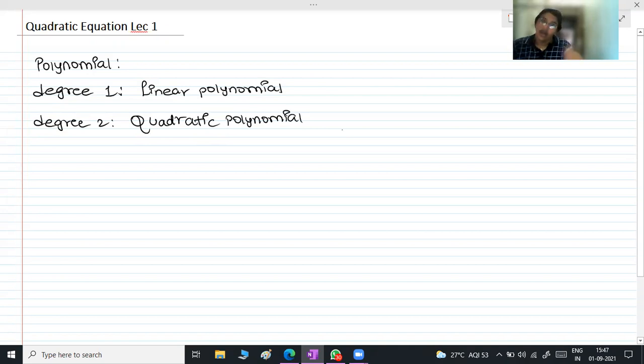So now coming to the point of quadratic equation. Whenever I use the word quadratic equation, equation means any mathematical expression having an equal to sign, and quadratic means having degree 2. So any equation having degree 2 is called a quadratic equation, isn't it?